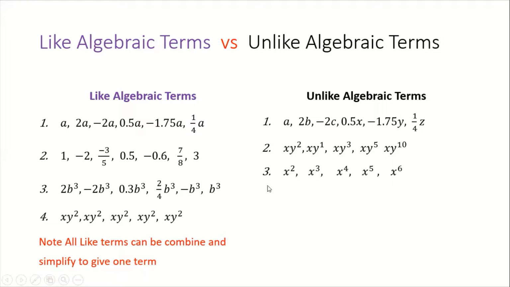Let's look at some more examples. Here we have x squared, x to the third power, x to the fourth power, x to the fifth power, x to the sixth power. These are unlike terms. So despite the letter being x, when you look at the degree of the power, they are different. They are not the same. So that makes it unlike terms, right? So that's the difference between like terms and unlike terms. You must look at the letter that is being used and the power of the letter to differentiate whether it is a like term or unlike term.